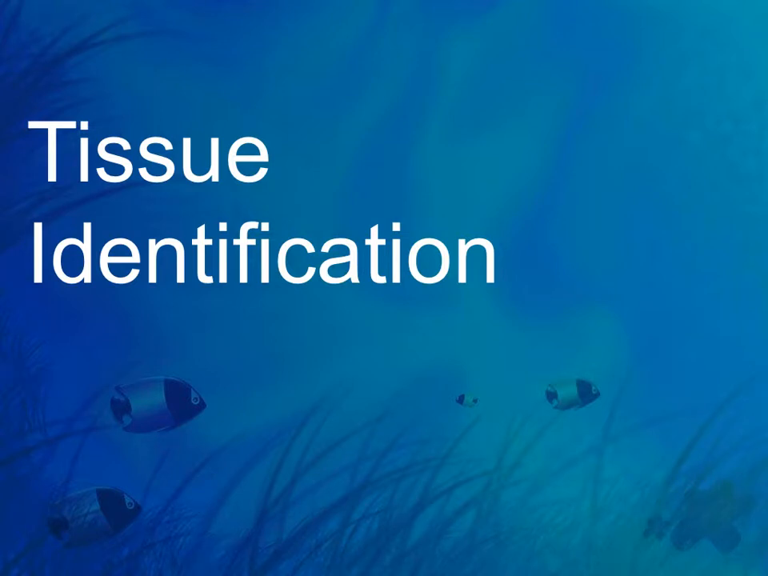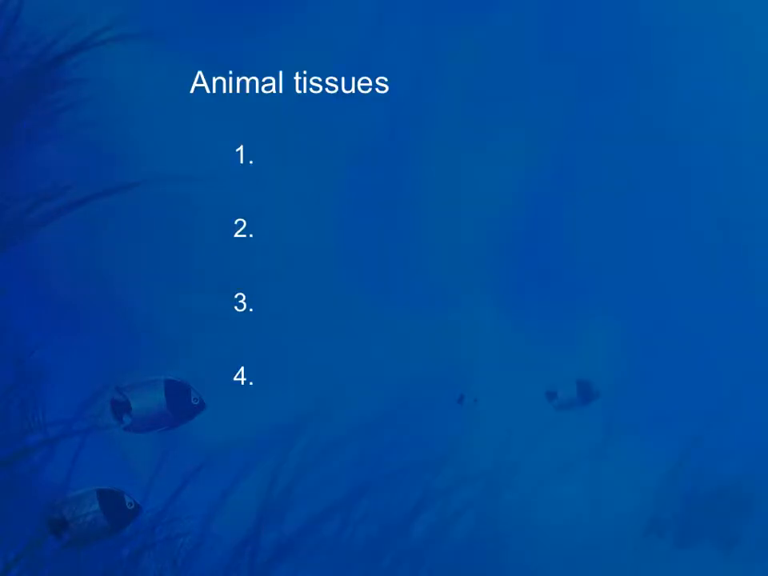Let's look at some ways we can distinguish between the different types of tissues that we find in animals. Animals have four major types of tissues. Epithelial tissues are found as the covering of other tissues. They're found lining things like the digestive and the respiratory tract. They provide a barrier and a layer of protection.